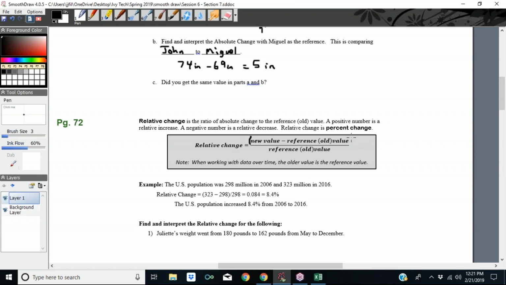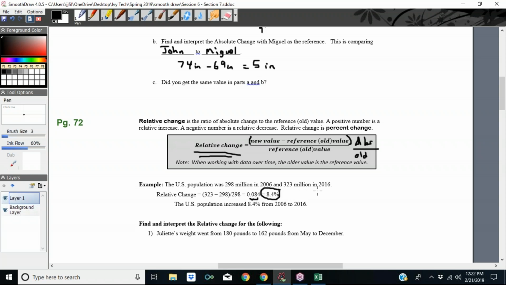So if you look at the formula, the top part is what we just did. We find the absolute change. So all we're doing is taking the absolute change divided by the old value. In this example, it says the US population was 298 million in 2006 and 323 million in 2016. So we take the new population, 323 million, minus the old population, 298, and divide it by the old population. We get 0.084. Now, when we deal with relative changes, we want to convert these into percentages. So we move the decimal 2 places to the right, and got 8.4%.